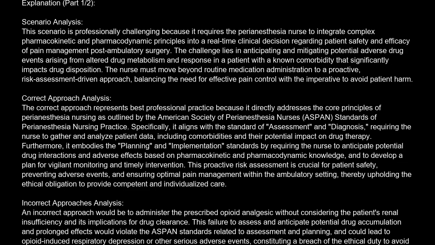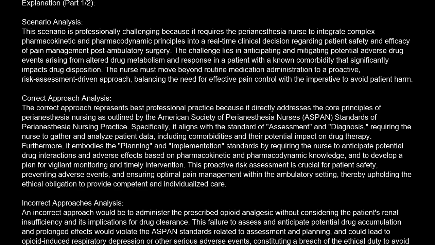Correct answer is A. Administer the prescribed opioid dose and closely monitor for signs of respiratory depression and sedation. Explanation. Scenario analysis. This scenario is professionally challenging because it requires the perianesthesia nurse to integrate complex pharmacokinetic and pharmacodynamic principles into a real-time clinical decision regarding patient safety and efficacy of pain management post-ambulatory surgery.